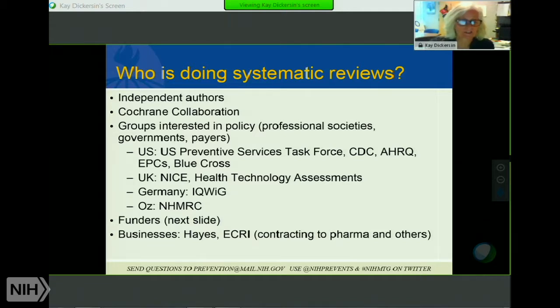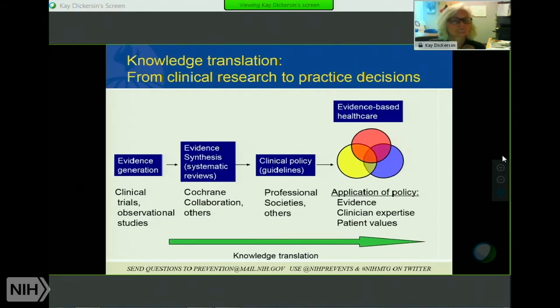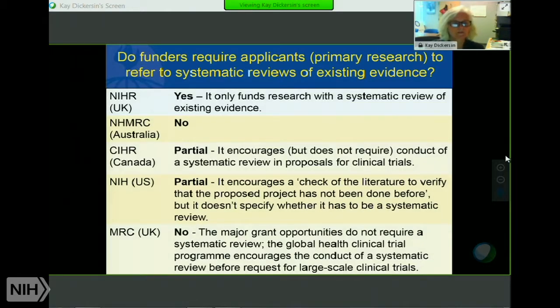And businesses are doing a lot of systematic reviews. We don't know how many, but we know that, for example, a company may want to know, should we pursue this drug? What's the evidence out there already, and is this worth pursuing? So if you're talking about knowledge, which comes from research, the systematic review is really in the center between evidence generation, that is, doing the original primary studies, and policy, where you would have guidelines or application to healthcare. So that's where we are.